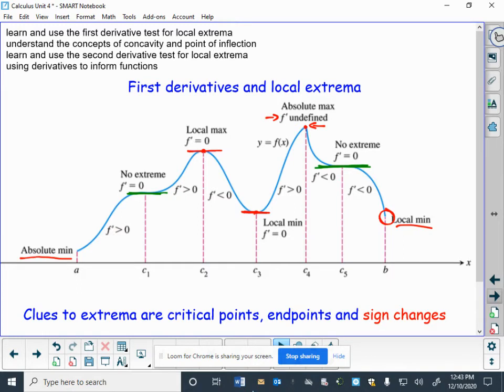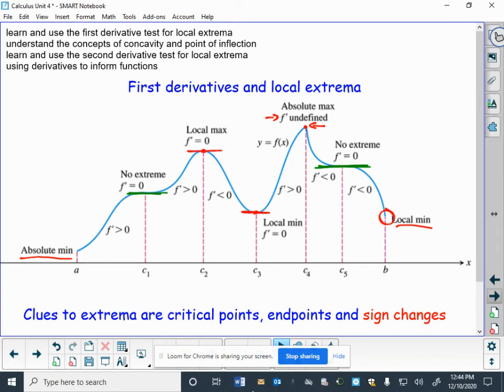So what would be of value to us, if we have the list of places to look, our endpoints and our critical points, the places where the derivative is either 0 or undefined, is how can we tell what's actually going on there? How can we tell if it is a maximum or a minimum, or if it's one of these other weird things that's going on there? And what we get is that the other information about the first derivative reveals what is going on.